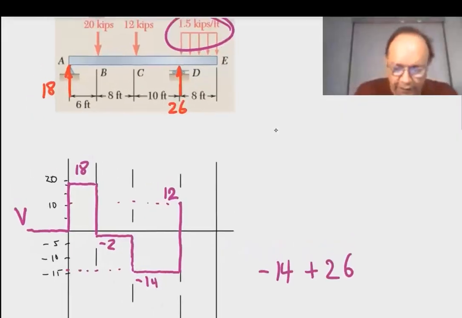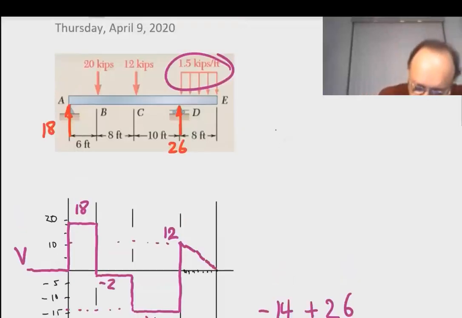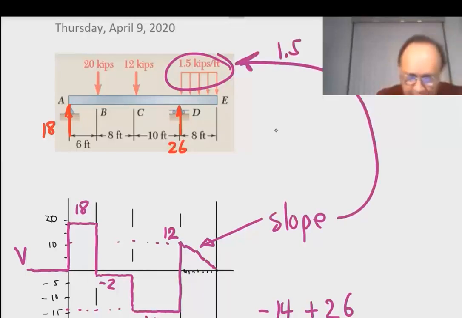So if I have 8 feet here, this is 1, 2, 3, 4, 5, 6, 7, 8. So per 1 foot that I move here, I have to move down 1.5. So I will have to go 1.5, 1.5, 1.5, and so on. For every foot, I move down 1.5. The slope of this line is this value here, 1.5.